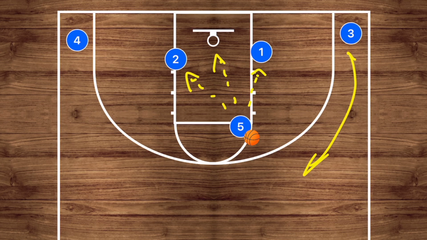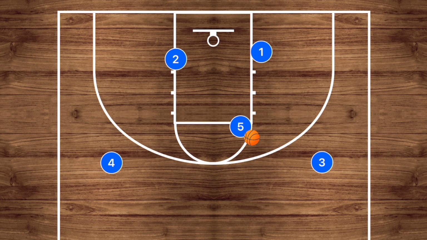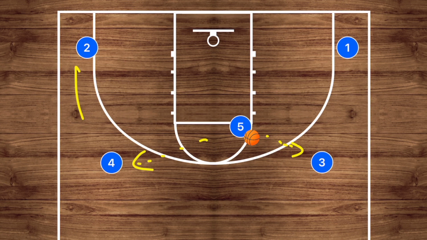Player 3 and 4 lift, 2 and 1 pop out, if they're obviously not open for that layup. So after these players lift and pop out, if player 5 can't score himself or doesn't feel confident on scoring himself, he can pass this ball out to player 3 or player 4 while they were lifting up towards the wing. Let's just say he passes out to player 3.